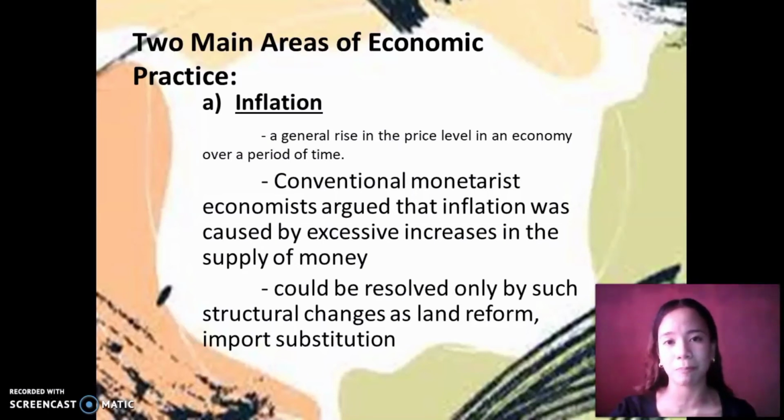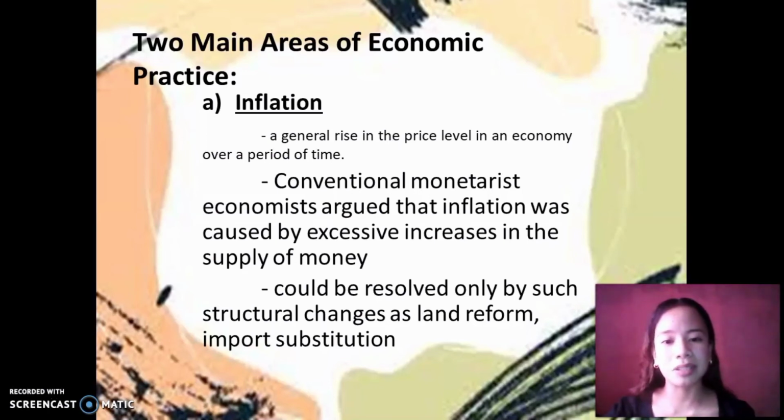First is inflation. So when we say inflation, it is a general rise in the price level in an economy over a period of time. So nagsobra kataas ang mga presyo ng mga palitunon. Conventional monetarist economists argued that inflation was caused by excessive increases in the supply of money. That is why dili jud pwede na mudaghan ang atong kwarta kay moingon sila na ngano pobre man ang ing-ana, why not make more money? Pero pag magibuhat pod kitag daghan nga money, mas mugamay ang kantidad ng kwarta.